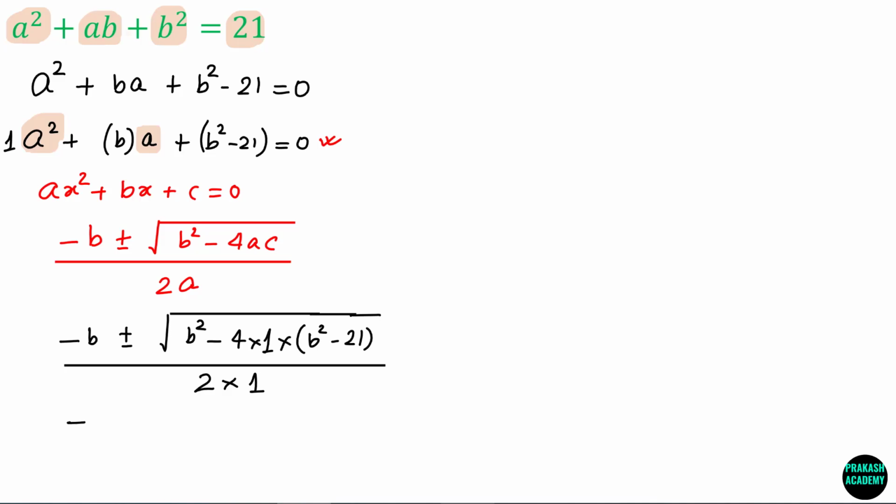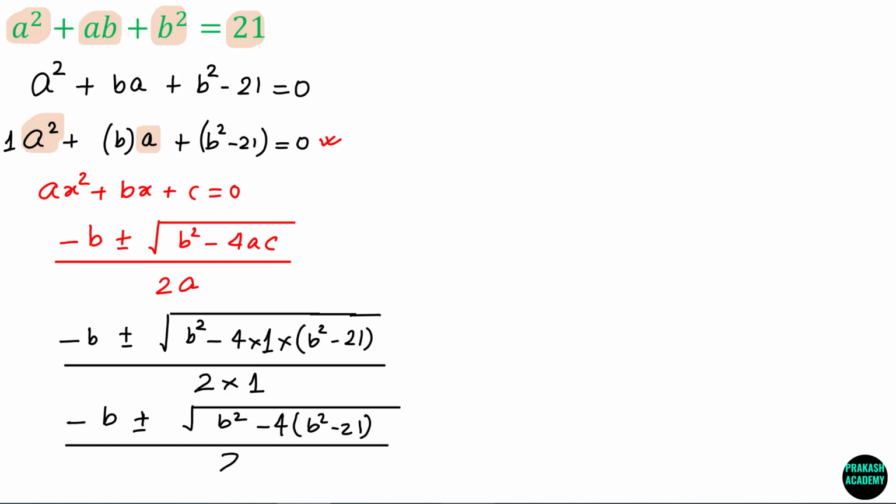Let us simplify a little bit. Minus b plus minus the square root of b square minus 4b square. Basically there is no need to simplify. Let us keep it as it is: 4 times b square minus 21, divided by 2. So this is the root of this equation. Now let us see what conclusions I can draw from this root.